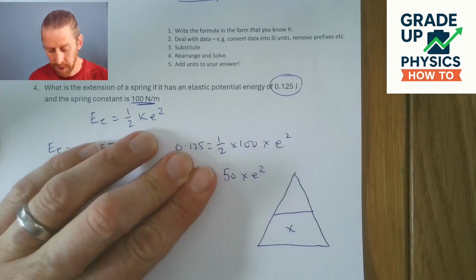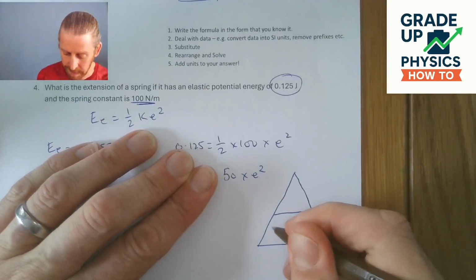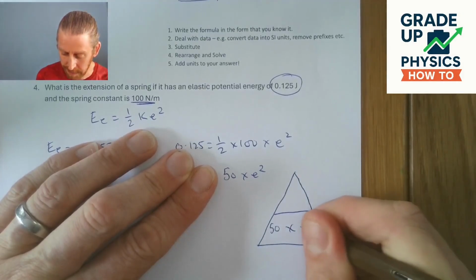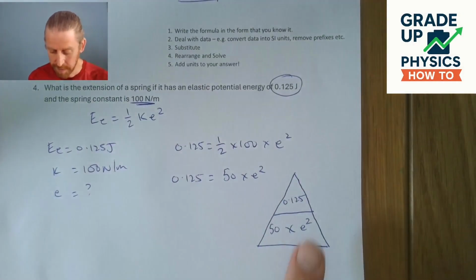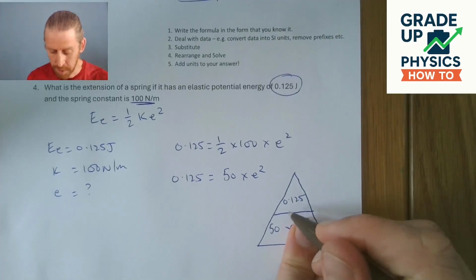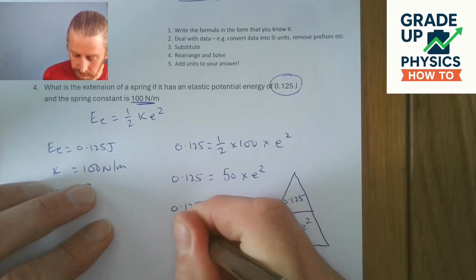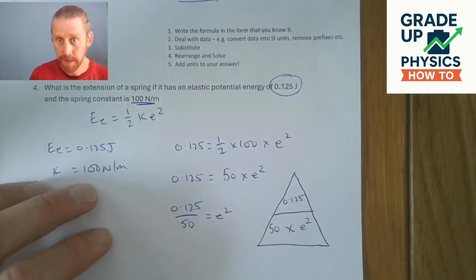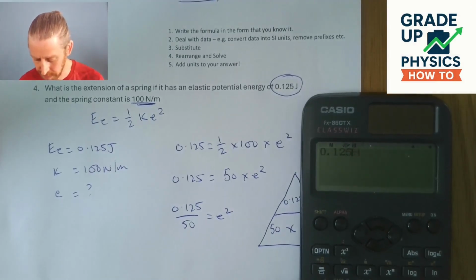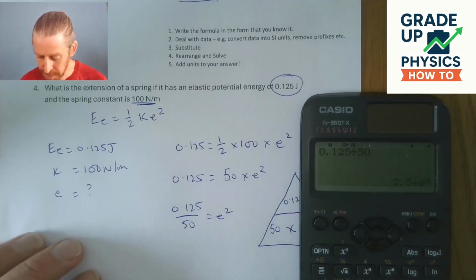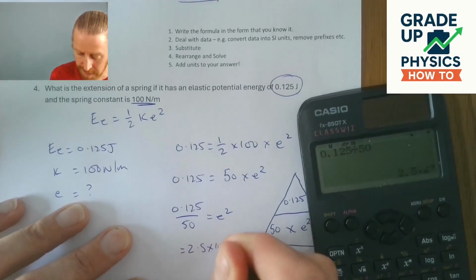So again, let's have a look at the right hand side, because I've got 2 bits here. Make the formula look like this. So 50 times e squared, and then our 0.125 goes on top. So to work out e squared, it'll be 0.125 divided by 50. And let's just bring the calculator over to work that out. So 0.125 divided by 50, and that gives us 2.5 times 10 to the minus 3.